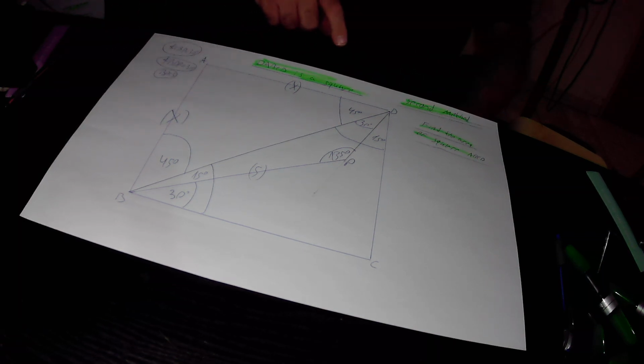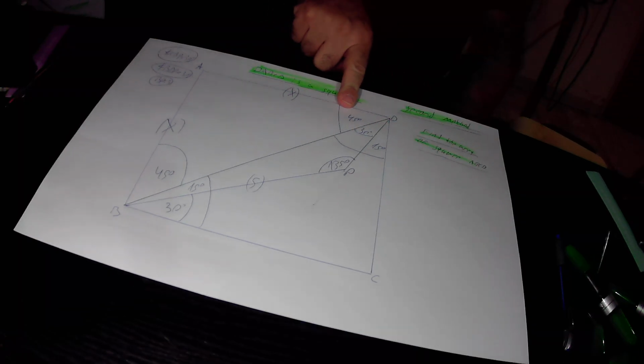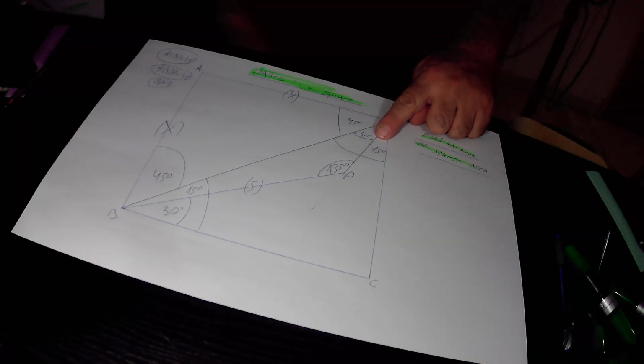Diagonal DB bisects angle ADC. This is the first half, this is 45 degrees. This is the second half, that must also be equal to 45 degrees. So this is 30, the remainder must be equal to 15 degrees.